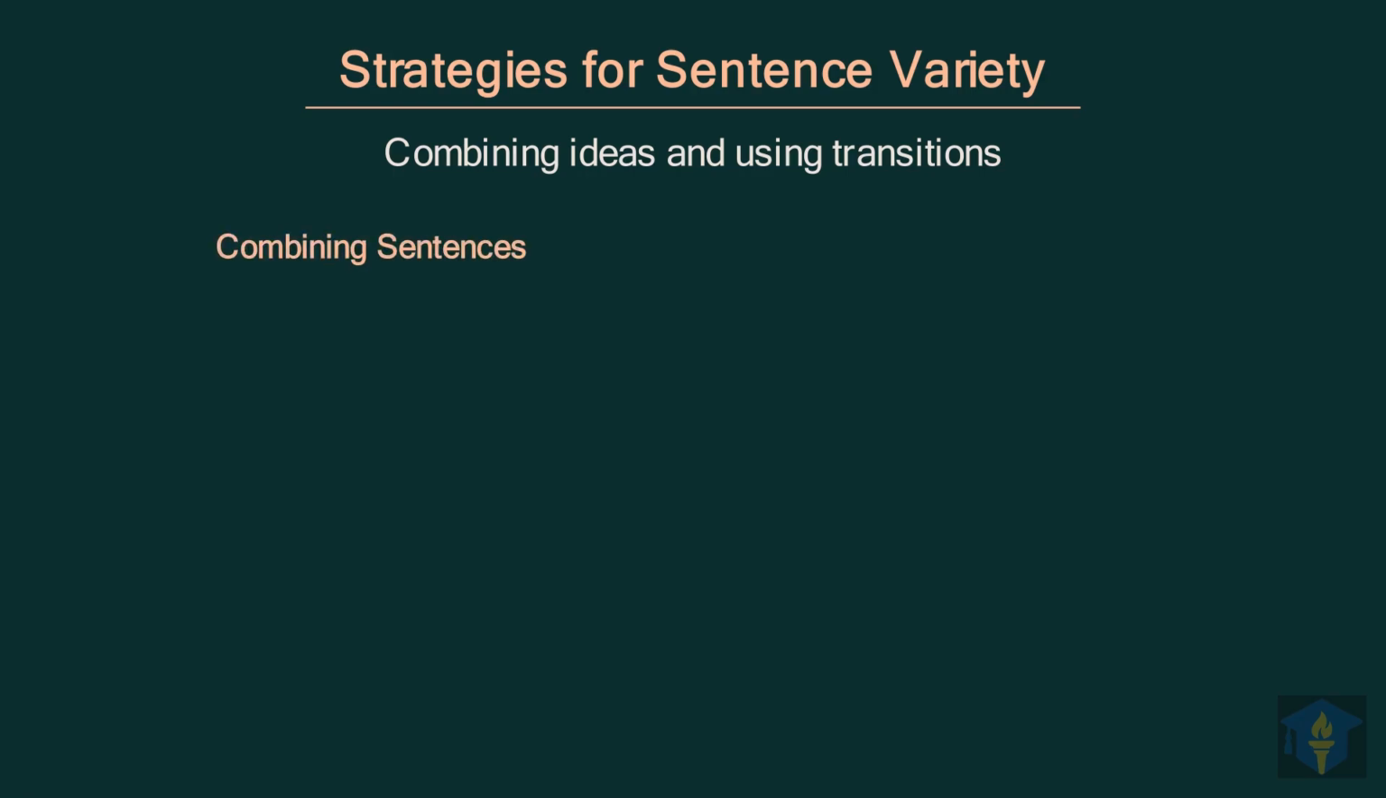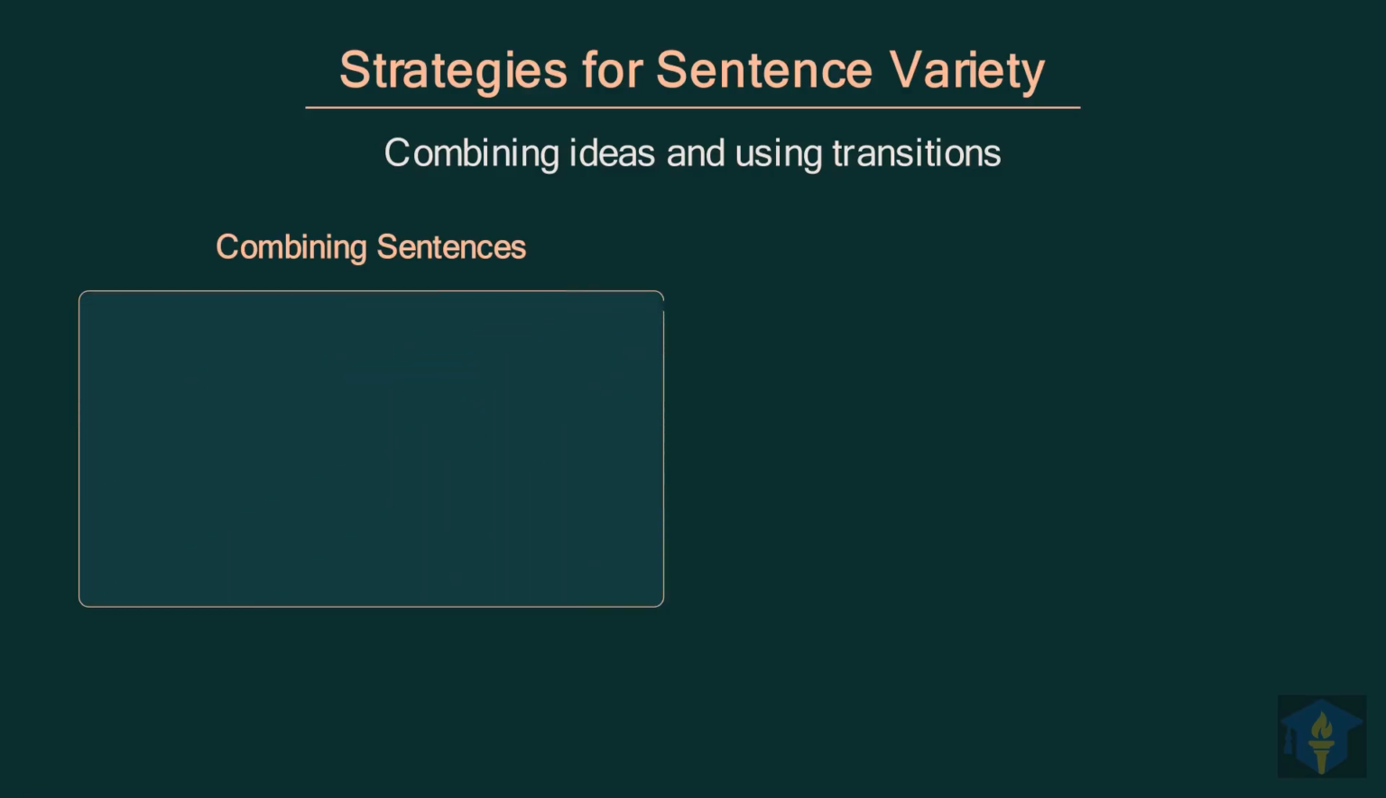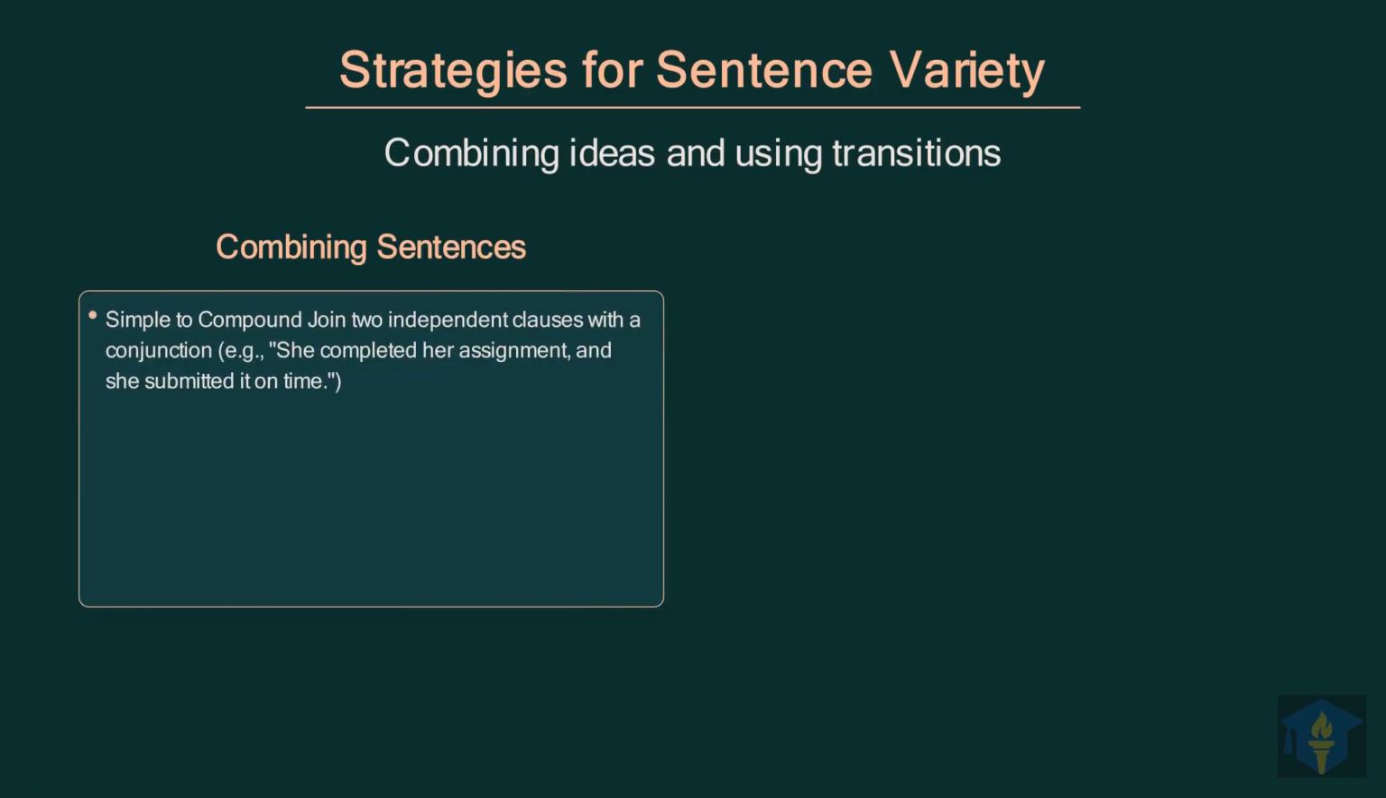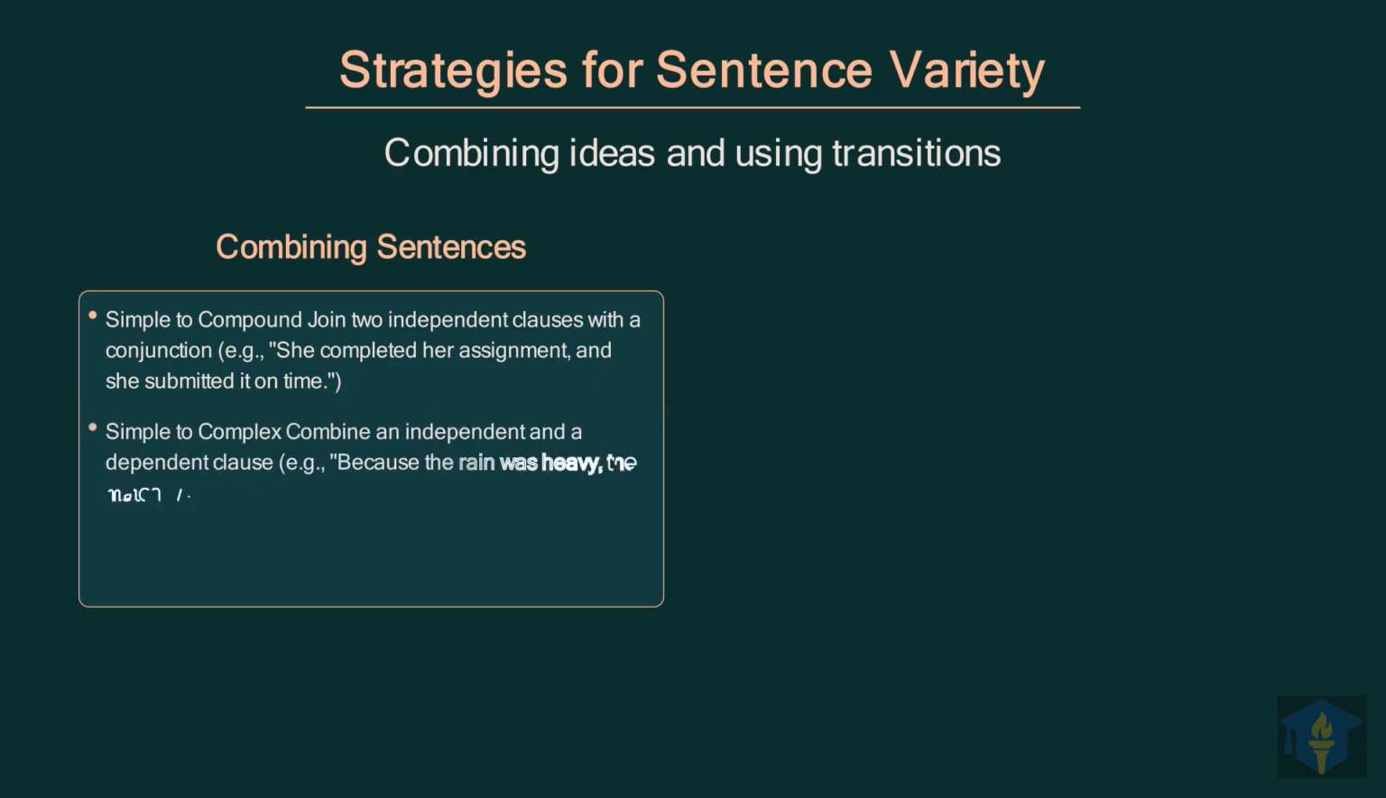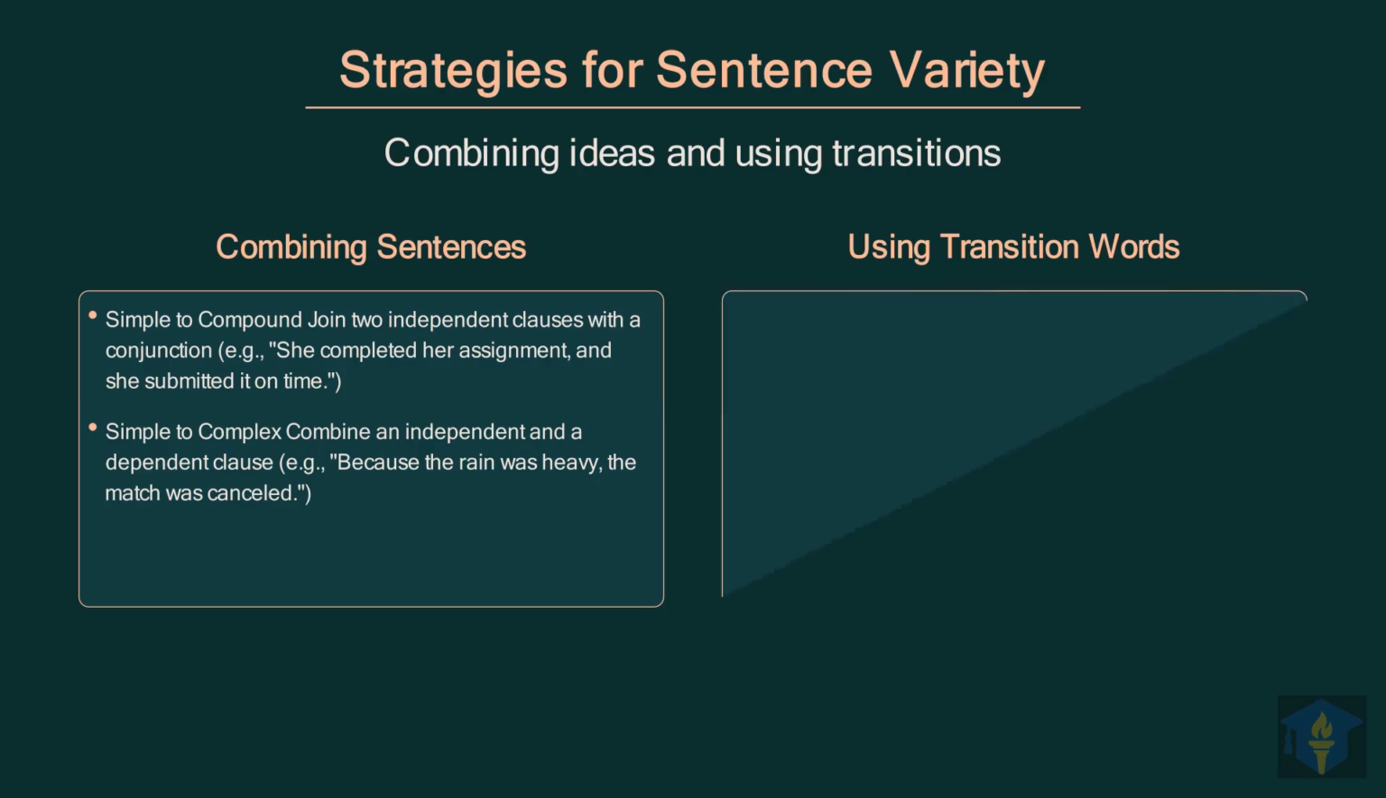One key strategy is learning how to effectively combine different types of sentences together. You can turn simple sentences into compound ones by joining two independent clauses with a conjunction like "and," or combine an independent clause with a dependent clause to create a more complex sentence structure. Another powerful strategy involves strategically using various transition words and phrases in your writing.